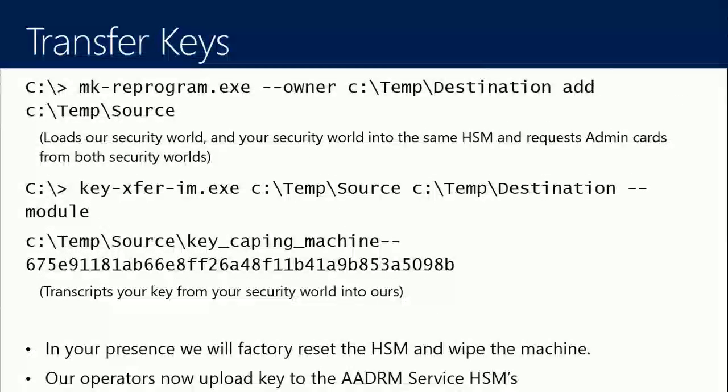The second step is to transfer keys. Here, all we're doing is loading our security world. We're loading your security world into the same HSM, and this is where you have to provide those admin cards so we can set up quorum. The next cmdlet is transcribing your key from your security world into ours. So at that point, it's saying, okay, I was in security world 1, and let's say our security world is security world 2. It's going to transcribe them all within the HSM and give it to us.